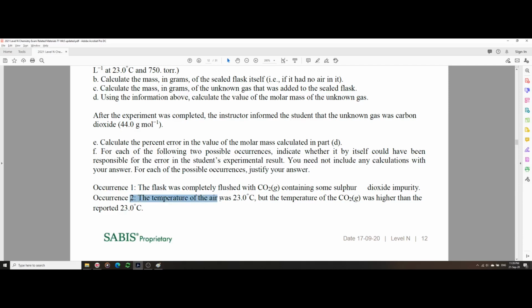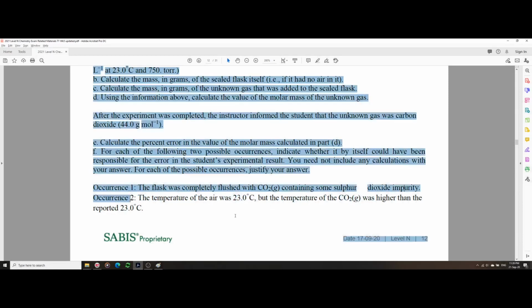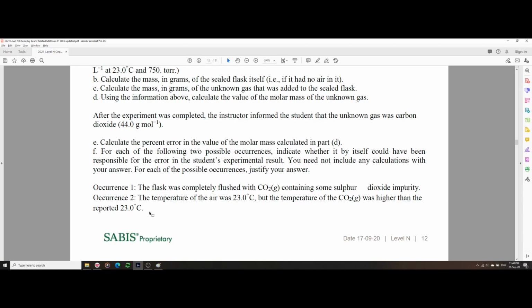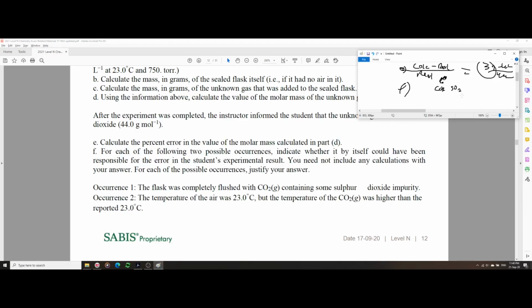Occurrence 2: the temperature of the air was 23 degrees, but the temperature of CO2 was higher than the reported 23 degrees. So it's basically saying that we are supposed to be given a higher CO2 temperature. So they're telling us that we got a temperature that's less than the real temperature. Wait, let me rewrite it. We got a temperature, that's what we got, right? 23 degrees Celsius, less than what we're supposed to get.